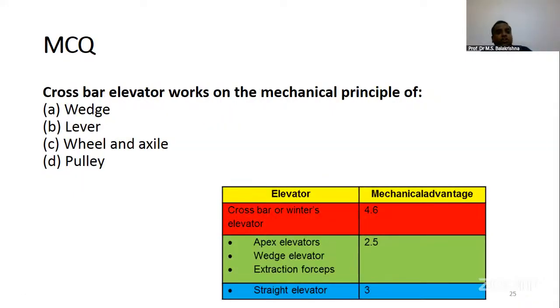Next question. Crossbar elevator works on the mechanical principles of wedge, lever, gear, axle. This is a very common question, right? So the crossbar, the maximum force is generated on that, and the mechanical advantage is 4.6. So 4.6 times the weight of the operator, the force is applied on the tooth. Whereas apex elevators, wedge and extraction forceps use only 2.5, and the straight elevator has a mechanical advantage of 3. So all these things we should know, which instrument, which principle, and what is the mechanical advantage of each. So read a little bit about that also.